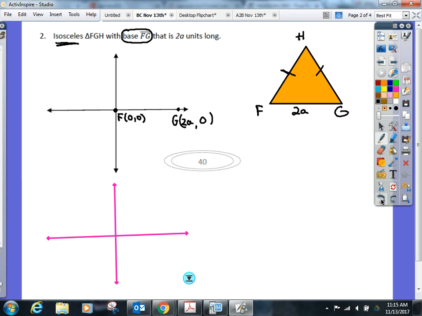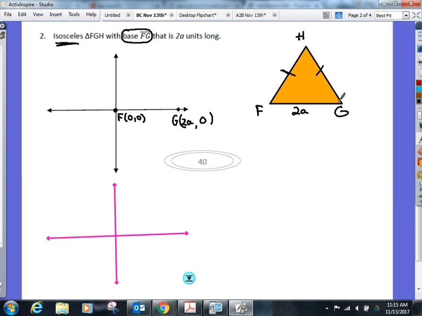Hugh, got a suggestion? I'll take anything. I'm not sure about the Y, but I know the X should be 1A. So you're saying FH and HG are congruent, put H halfway in between F and G. Everyone agree? So do I. So I'm just going to put it halfway. What's its X coordinate if it's halfway? Between 0 and 2A, halfway would be 1A, yep.